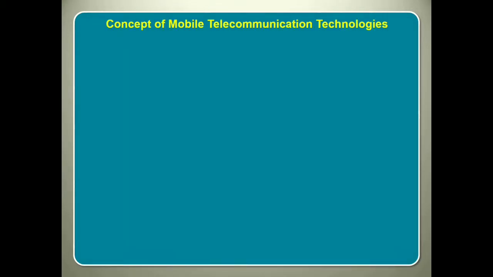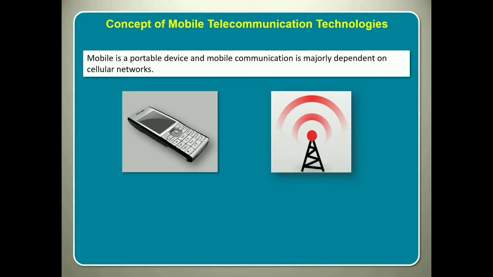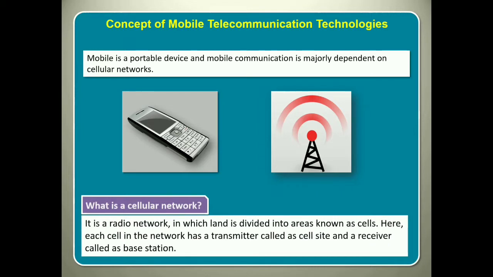Let us begin the session with the concept of mobile telecommunication technologies. You all know that mobile is a portable device and mobile communication is majorly dependent on cellular networks. So, now, what is a cellular network? It is a radio network in which land is divided into areas known as cells. Here, each cell in the network has a transmitter called a cell site and a receiver called a base station.